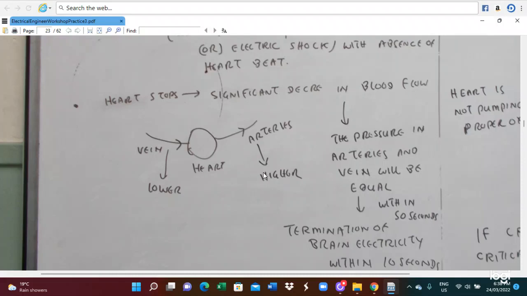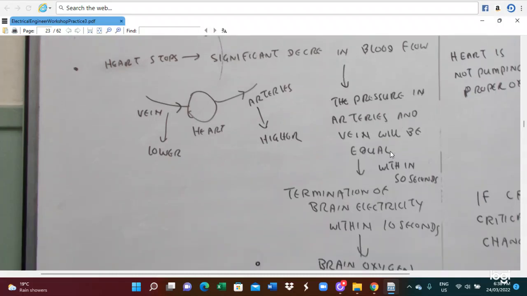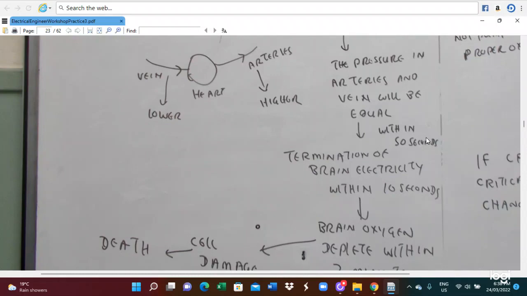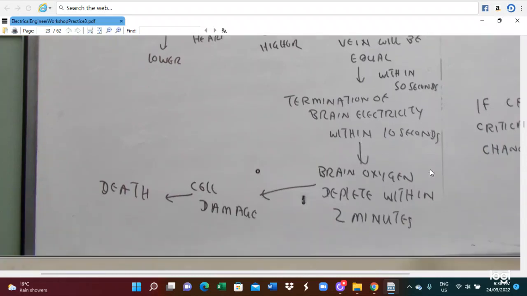When the decrease in blood pressure happens, the pressure in the arteries and the veins becomes equal within 15 seconds. The brain's electrical activity terminates within 10 seconds. When the brain loses electricity, it is deprived of oxygen within 2 minutes, the cells will be damaged, and it can cause death.